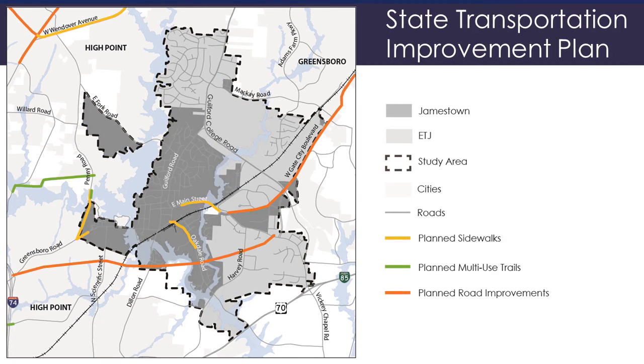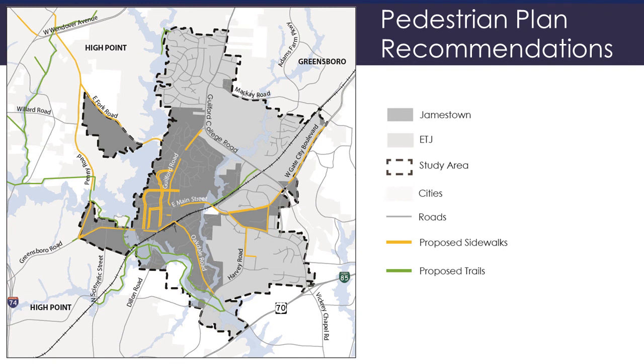This map shows the projects that are currently included and theoretically funded in the NCDOT State Transportation Improvement Plan. These projects include the completion of the bypass, improvements to Gate City Boulevard, as well as sidewalk projects on Main Street, Oakdale Road, and Penny Road.